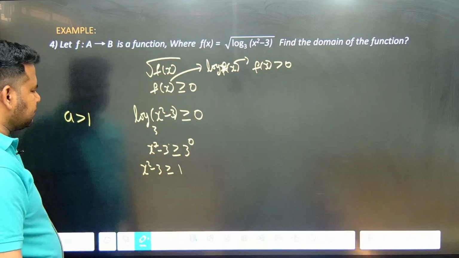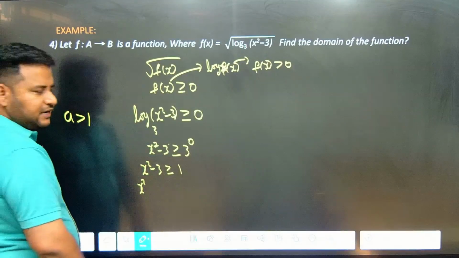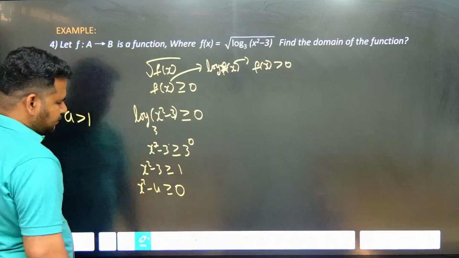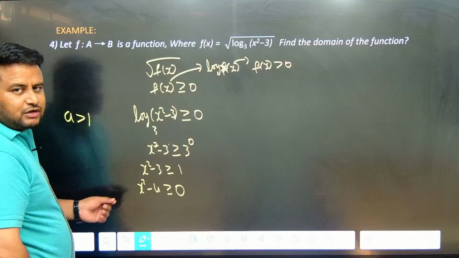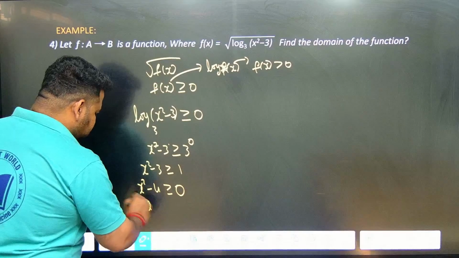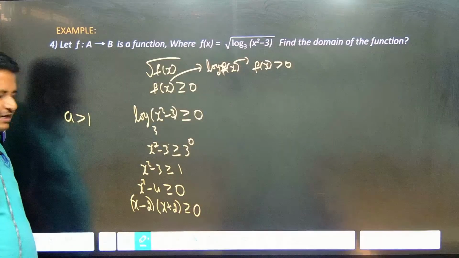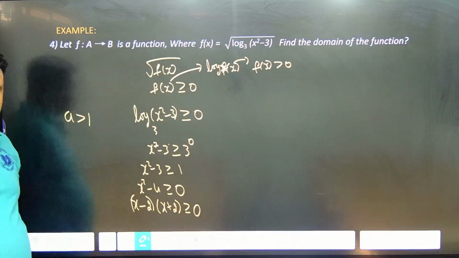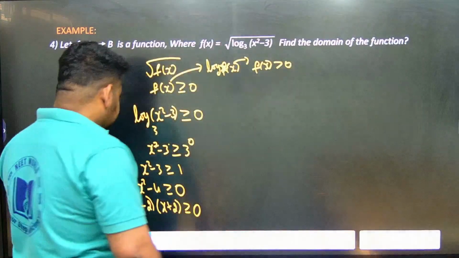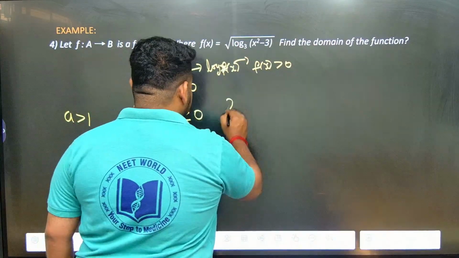Now, what I can do further? This 1 I will bring to LHS. This will become x square minus 3 minus 1, that is x square minus 4 is greater than or equal to 0. So, x square minus 4 is of the form a square minus b square. This can be written as a plus b into a minus b. So, I can write x minus 2 into x plus 2 is greater than or equal to 0. This is what we got. Now, see here, x minus 2 into x plus 2 is greater than or equal to 0. So, for this I can write directly x belongs to what?